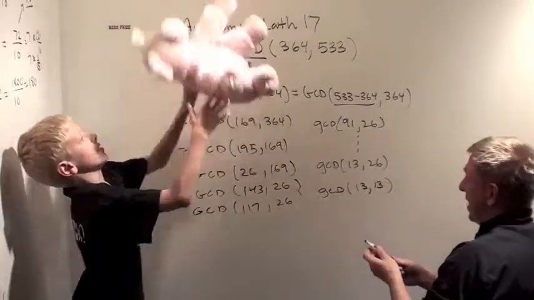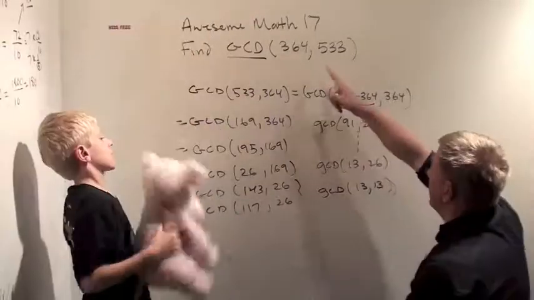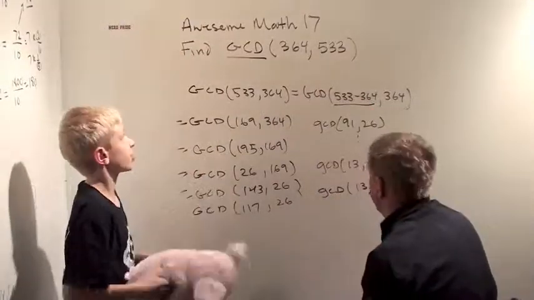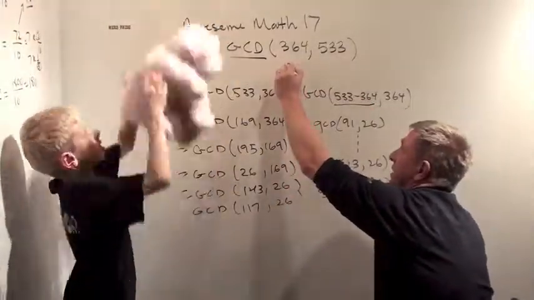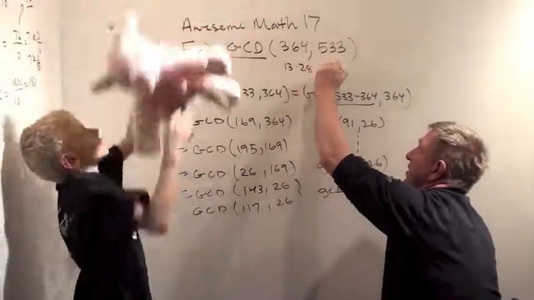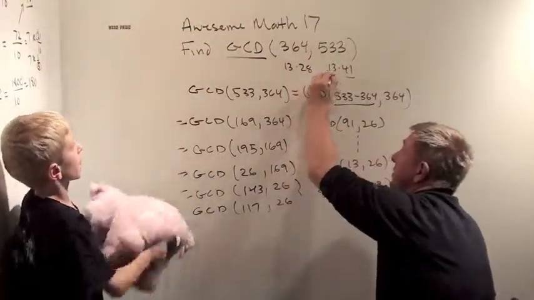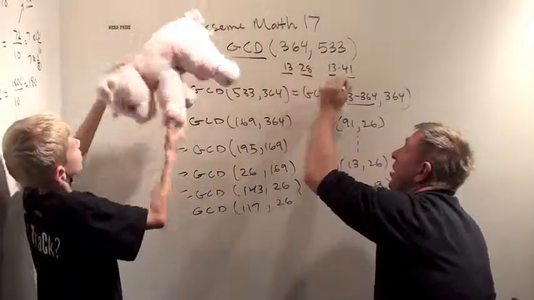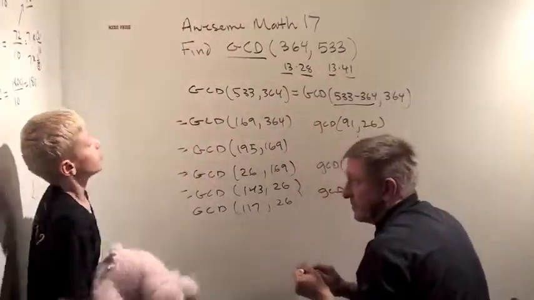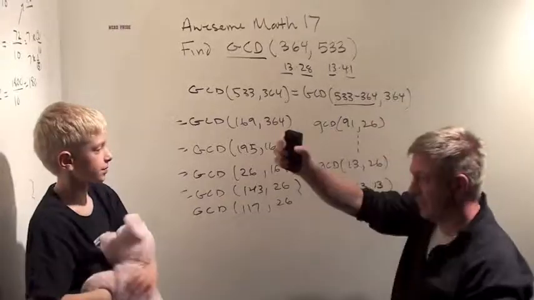Yay! So the Euclidean algorithm tells us that the greatest common divisor of 364 and 533 is? 13! And it turns out this is 13 times 28, and this is 13 times 41. 41 is prime. So you can see they have a factor of 13 and no other common factors. Cool. Alright, good job.